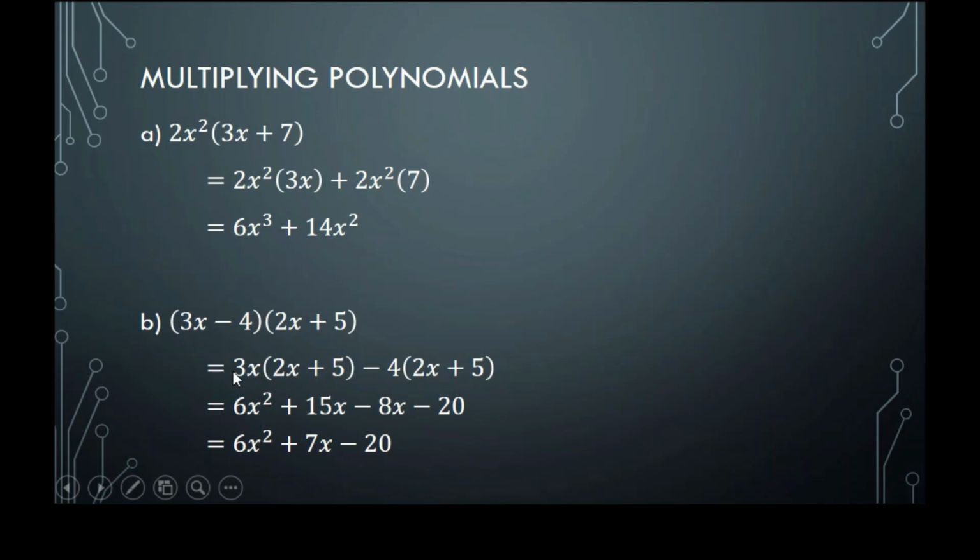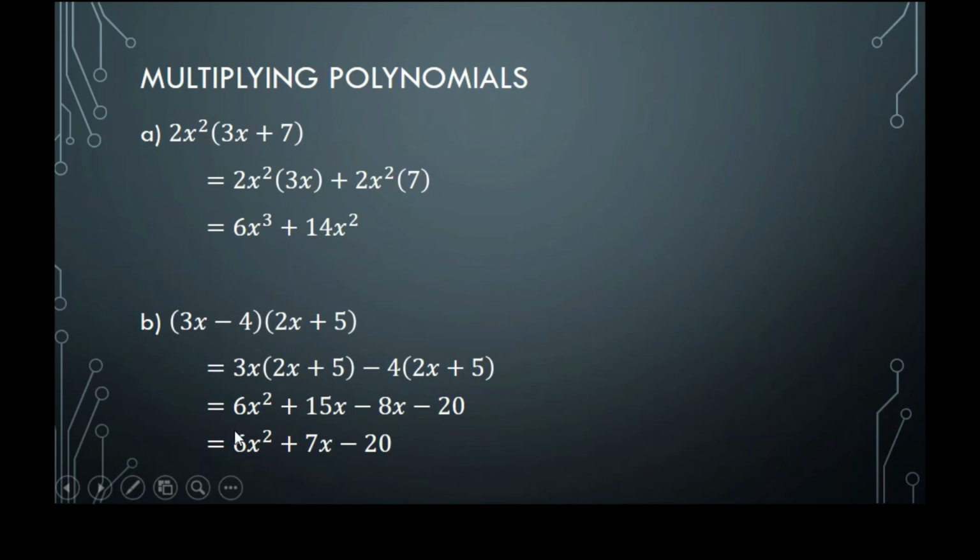After that, we take 3x multiply 2x. So 3 times 2 is 6, x squared, plus 3 times 5, 15, so 15x. After that, 4 times 2 is 8, and negative times positive gives negative, so negative 8x. And negative times positive gives negative again, so negative 4 times 5 is negative 20.